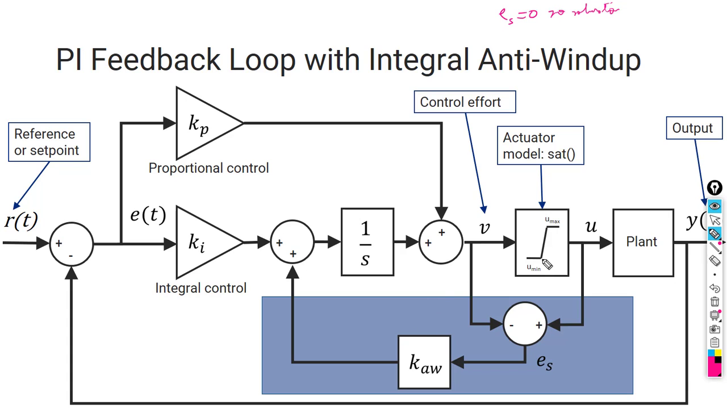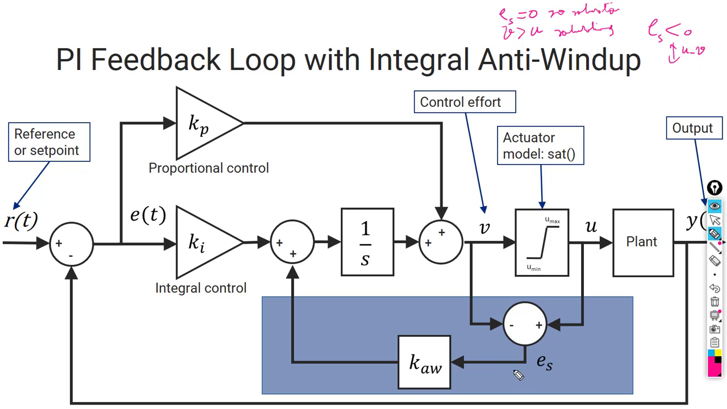Now if I'm saturating, V is bigger than U. For example, the controller asks to send 2000 RPM, but the motor can deliver only 1000 RPM. Then U minus V is negative, so E in this case is negative. And how negative it is depends on the difference between U and V.